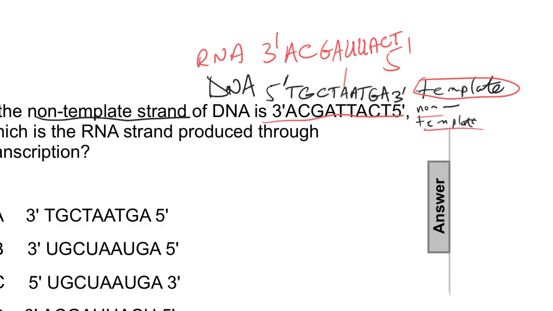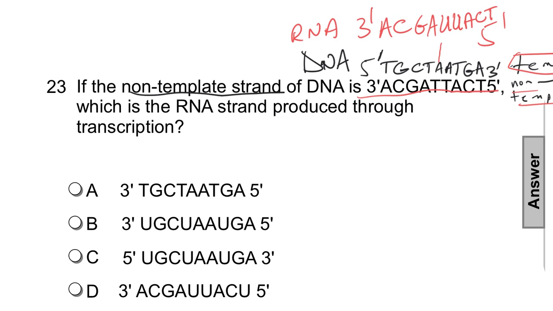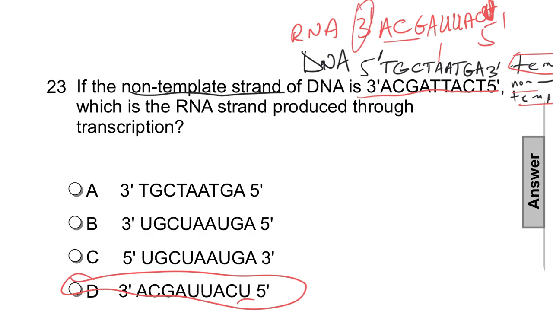So ACG, 3', ACG, and then keep on going just to check AUU. Okay, UAC. Oh, I made a mistake. I put a T. Okay, so it has to be this one. Now, I just do the first 3, and I double check. But be sure you get the prime number correct.